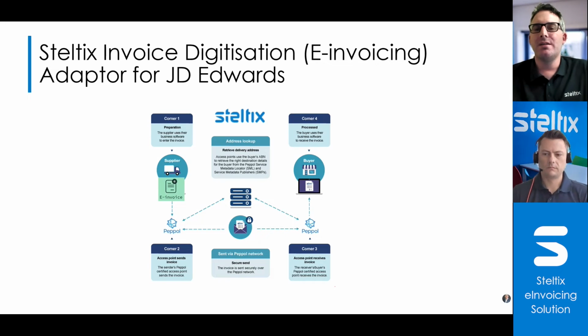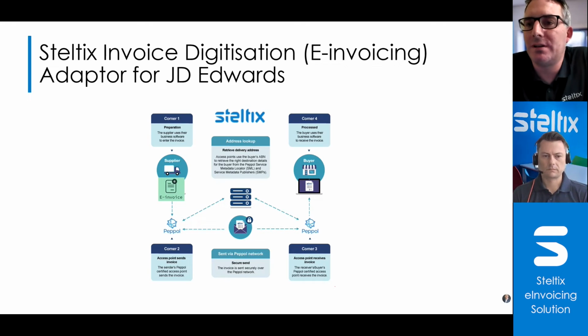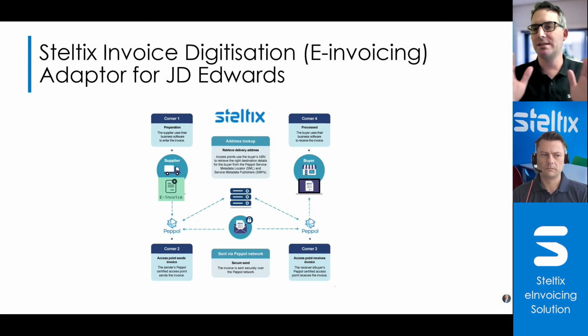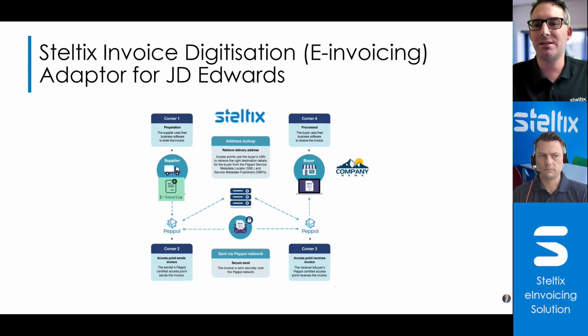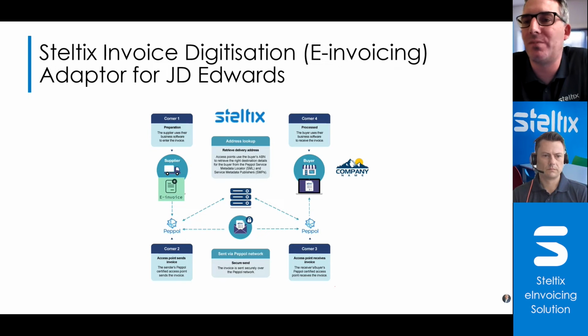So this is a Peppol diagram. It's called the four-corner diagram, which underpins the Peppol framework. On the left-hand side, you have a supplier, and on the right-hand side, you have the buyer. So for the purposes of this example, bear with me, your company name here, you're acting as a buyer. So you've procured or purchased some goods. You're now anticipating the receipt of an invoice.